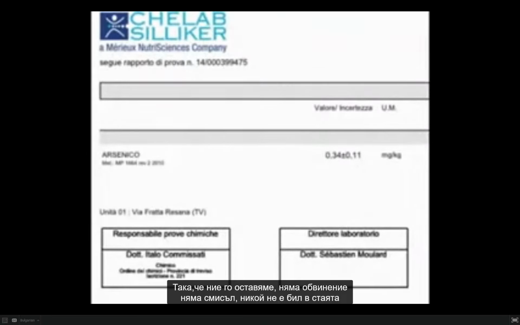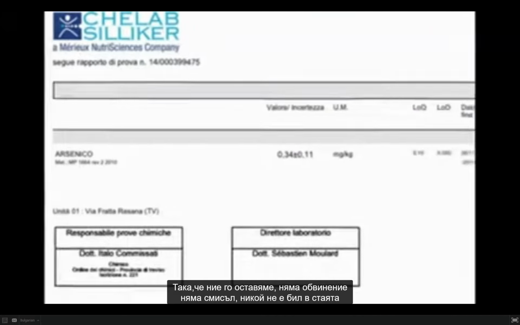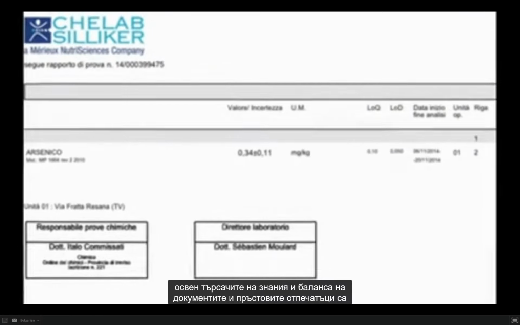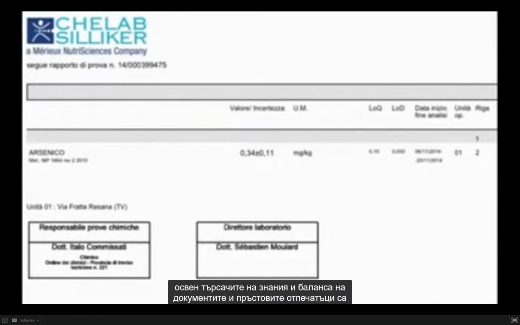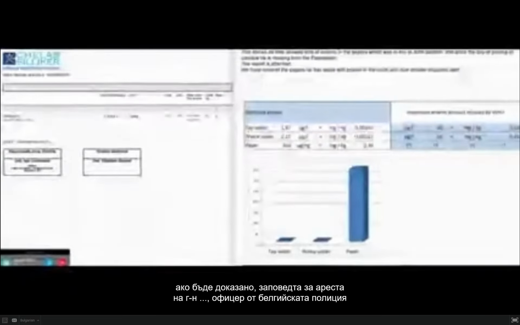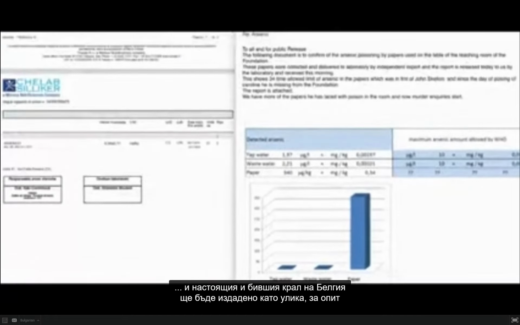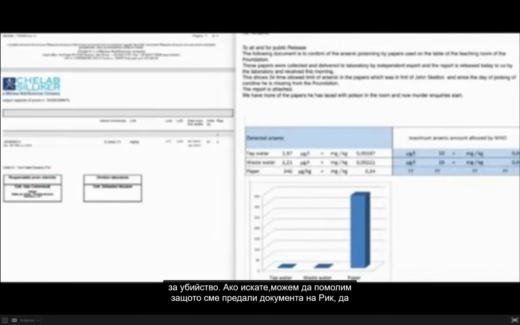So we leave it, there is no accusation, there is no point. Nobody has been in this room except knowledge seekers, and the balance of the papers and fingerprints have been passed on to be analyzed by the authorities. It is rather unfortunate that with this position, if proven, the warrant for arrest of Mr. Hans Brackenier, officer of the Belgian police, Mr. Delanois, and the present and the past King of Belgium will be issued as a group attempting to murder a family as a whole.